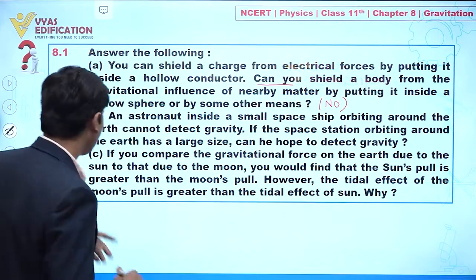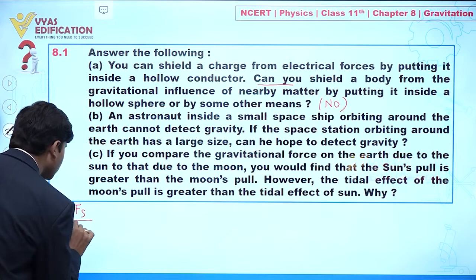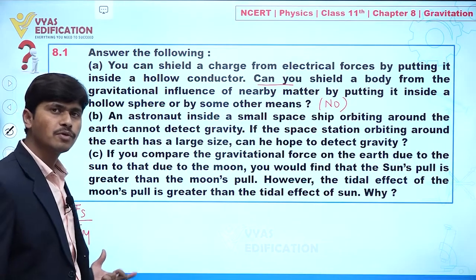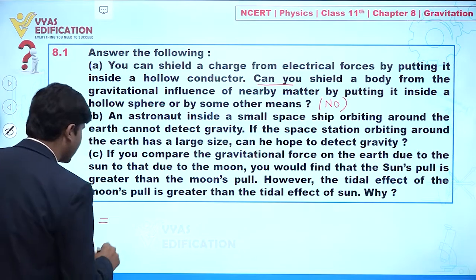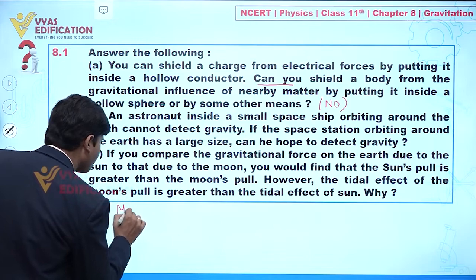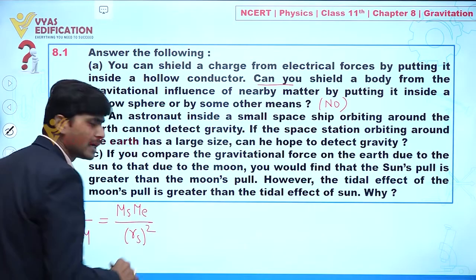If I write the ratio of the gravitational force between the Sun and Earth to the gravitational force between the Moon and Earth, this ratio is given by G m1 m2 over r squared. So I am writing here M_S, M_E over the distance between the Sun and Earth squared.